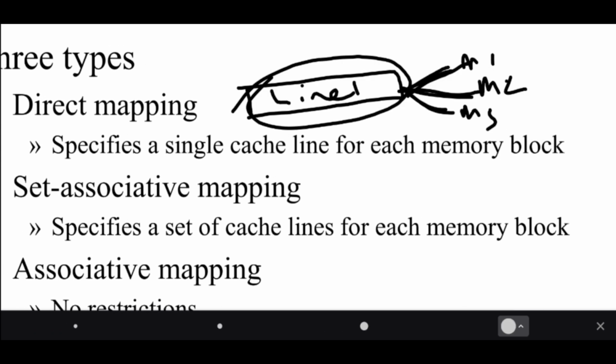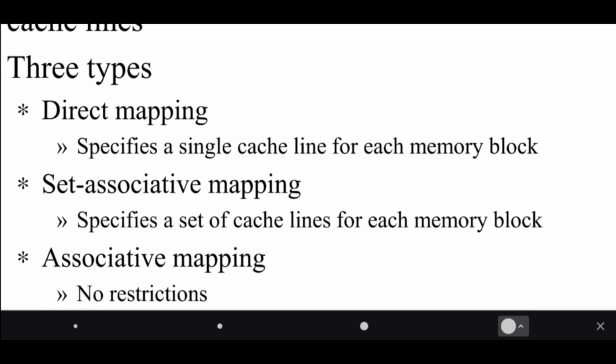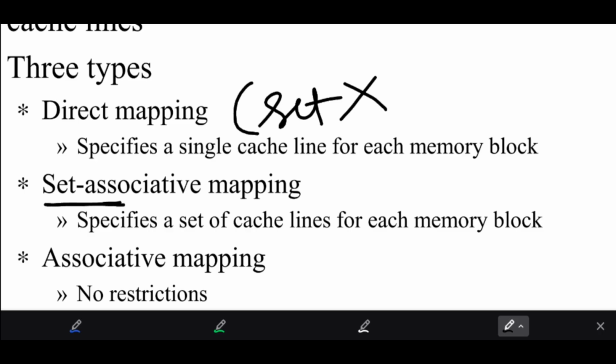Then there is no concept of sets. We will further discuss sets in set associative mapping, but you have to understand that there is no concept of set in direct mapping.